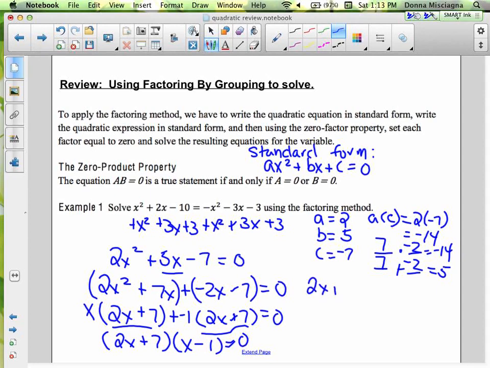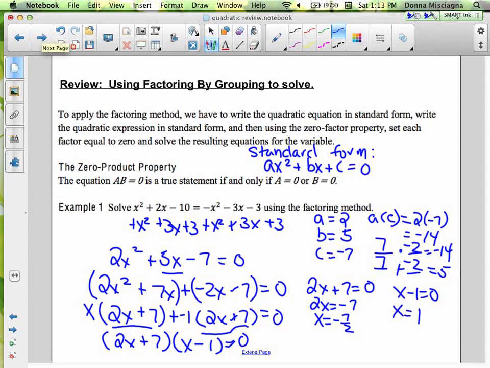So 2x plus 7 is equal to 0. We'll subtract 7 from both sides. 2x equals negative 7 and then divide by 2. x is negative 7 halves. And then if x minus 1 is 0, we would add 1 to both sides and x is 1. There are our 2 solutions.